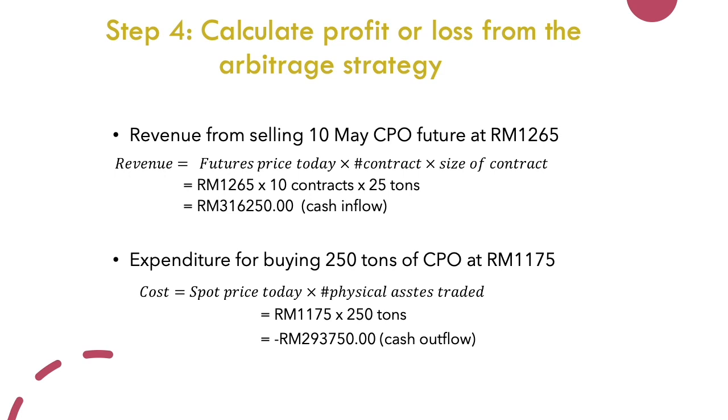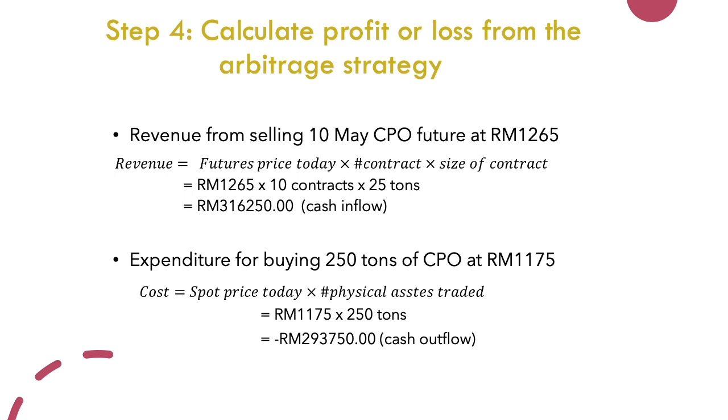Then step number 4, you can calculate profit or loss from arbitrage strategy. Basically, you need to calculate all the cash flows related to the arbitrage transaction. The first transaction is a revenue from selling 10 May CPO futures at price 1265. So 1265 times 10 contracts times 25 tons size of contract. So the revenue from selling futures contract is RM316,250. So revenue is cash inflow.